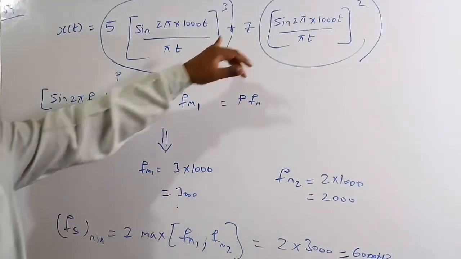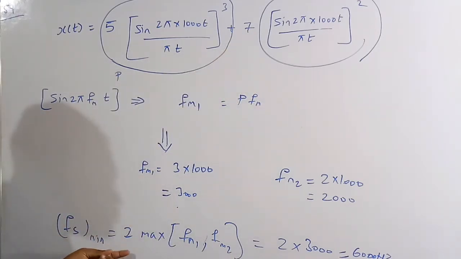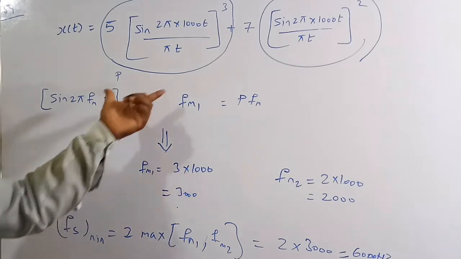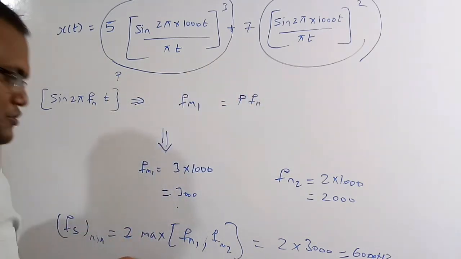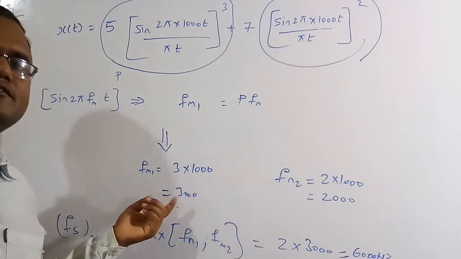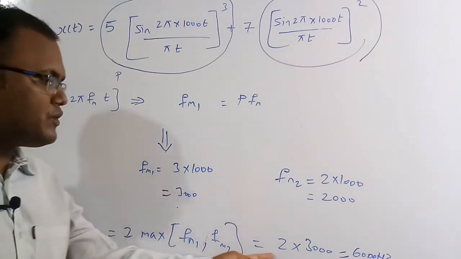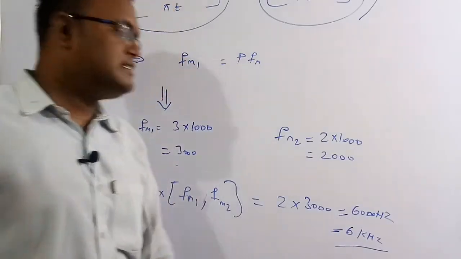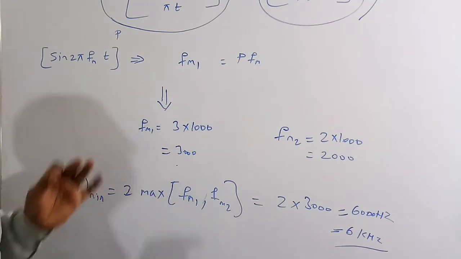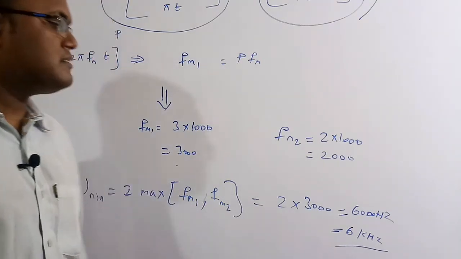Now we are going to do the addition. The minimum sampling frequency is twice the maximum of the message signal frequencies present inside this signal, because we are doing the summation. Out of these two signal frequencies the maximum is 3000, so 2 into 3000 is 6000 hertz, which we can call 6 kilohertz. Finally, the minimum sampling frequency or Nyquist sampling frequency is 6 kilohertz.